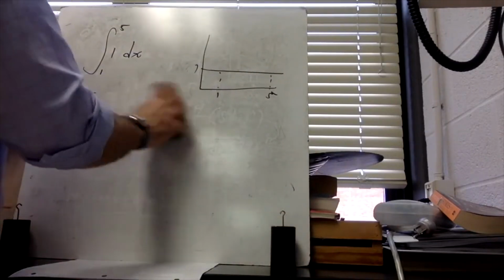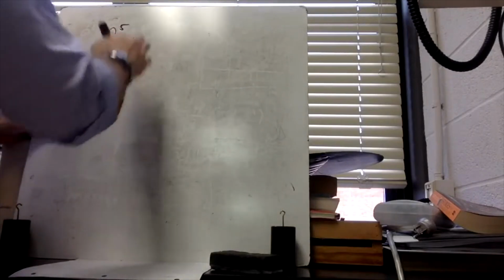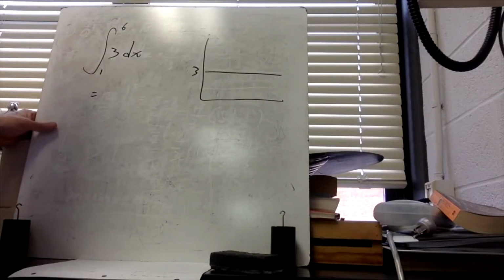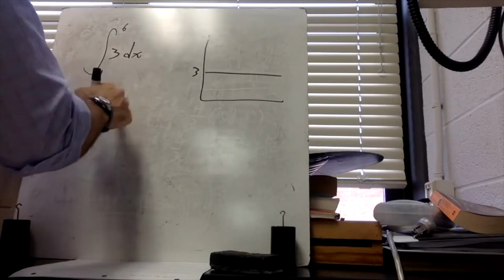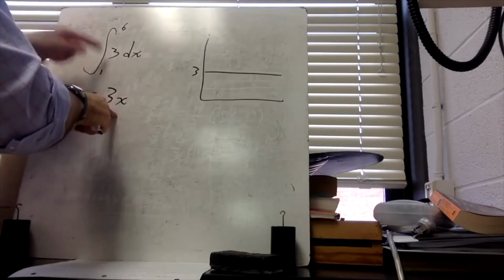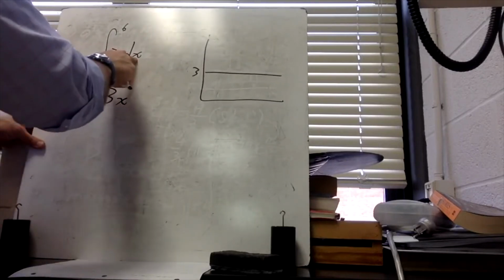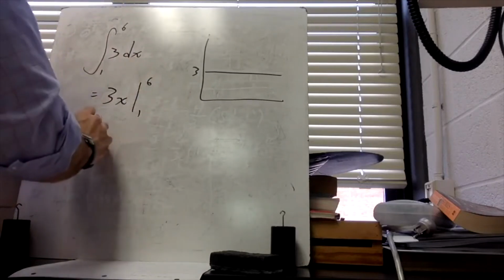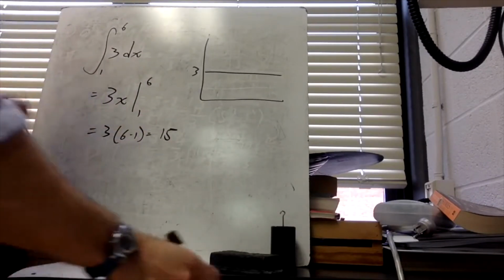Okay, and then what if it's not 1? What if it's 3? Something like this. And we're going to do this from 1 to 6. Again, same thing. This is just a horizontal line at height 3. So the derivative of 3x would give me 3, right? The derivative of this gives me this. I'm working backwards. I know what variable to put in here because I know this. This is dx, so this is becoming an x. This is from 1 to 6. So this is 3 times 6 minus 1, or 15.